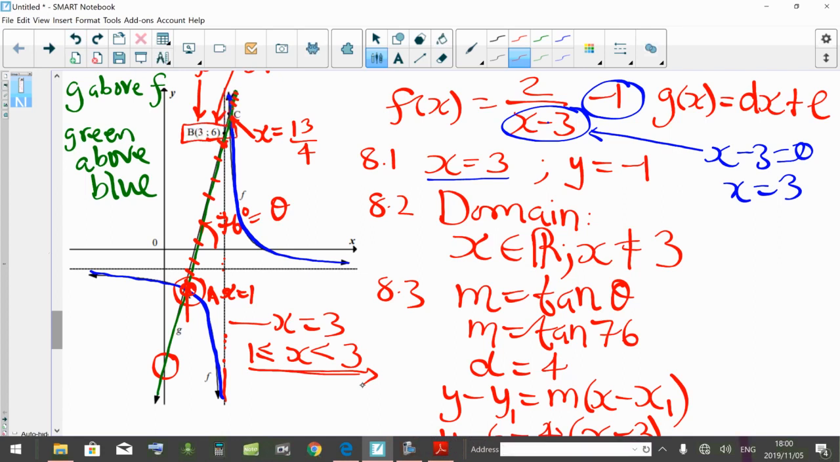This is not the only place where green is above blue. Like we said, at the point C here, green is above blue. And point C is 13/4. From the looks of things, green is going to be above blue until infinity. So what we can say here is that x greater than or equal to 13/4.